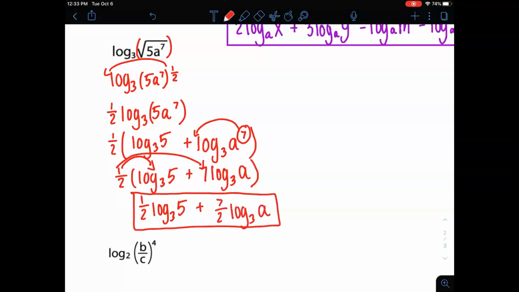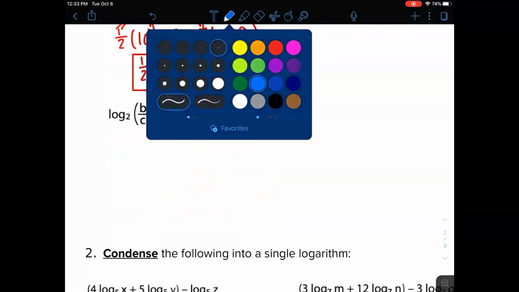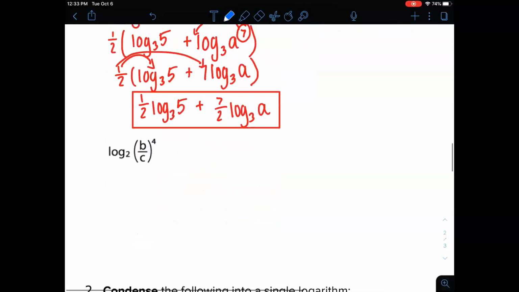And that gets me to my final answer here. All right, and then finally, the last problem in our expanding is log base 2 of (b over c) raised to the power of 4. There's multiple things going on here, but first and foremost, let's take care of that exponent. So this becomes 4 log base 2 of b divided by c.